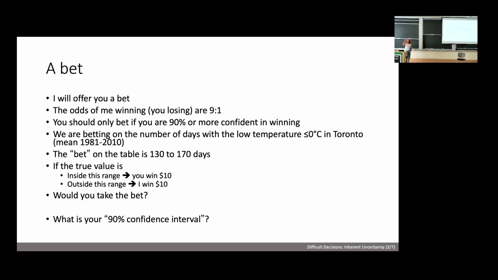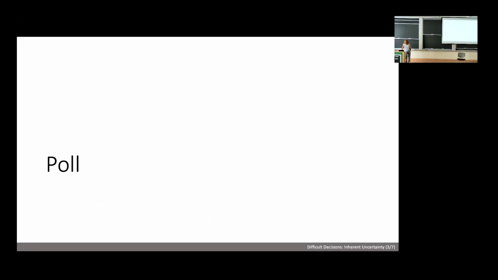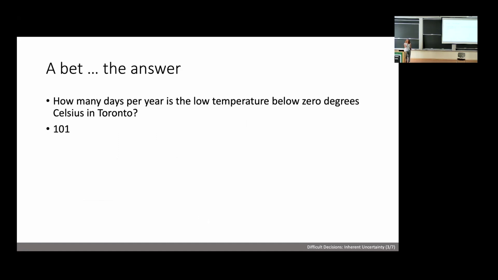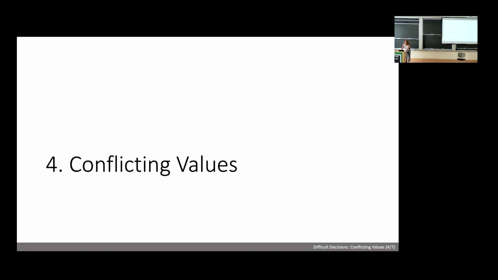So hands up if you think it's within the range, within 130 to 170 days. And hands up if you think it's outside the range. Oh, there are way more people, wow. That's exactly it. So the true value was 101. So it was outside the range. So actually quite a few people got it right, which is amazing when we think experts are not that great.